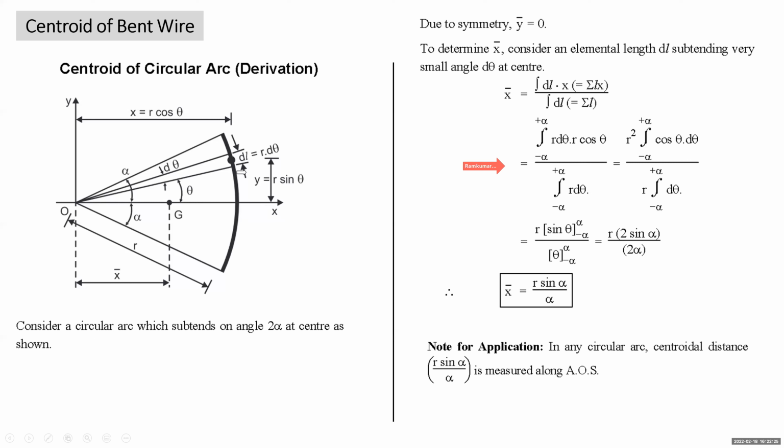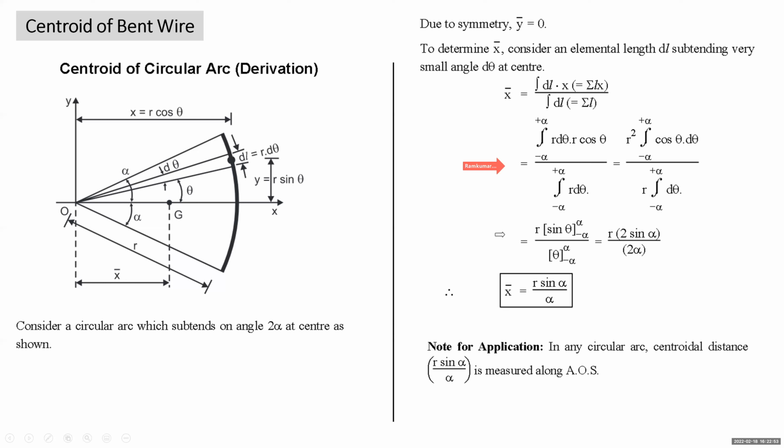To cover the entire arc length, the lower limit will be minus alpha and the upper limit will be plus alpha. Now r squared is taken common, and inside the integration is cos theta d theta, so you are integrating cos theta with respect to theta. From the denominator, you take r common, and you are integrating 1 with respect to theta.